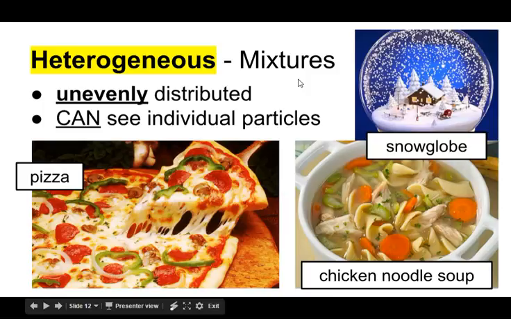Heterogeneous mixtures are unevenly distributed. For example, there's some here, some here. It's not the same. They're unevenly distributed. And you can see individual particles. I can see the white particles in the snow globe. I can see the noodles and the chicken and the carrots and the vegetables in the chicken noodle soup. I can see the meat and vegetables on the pizza.